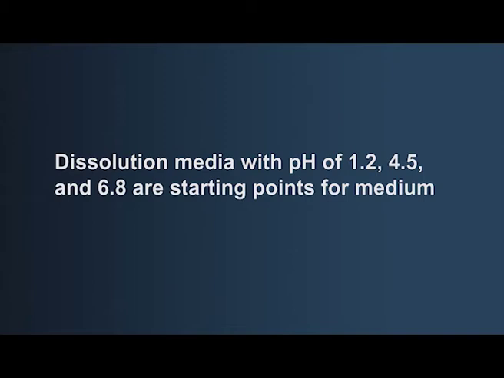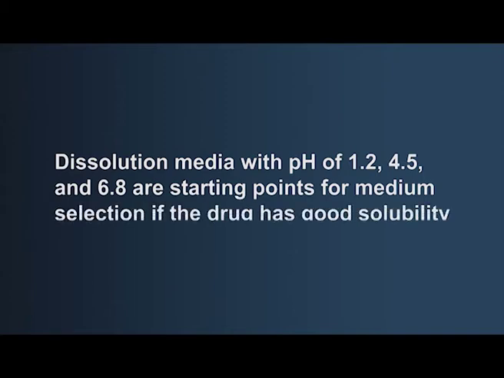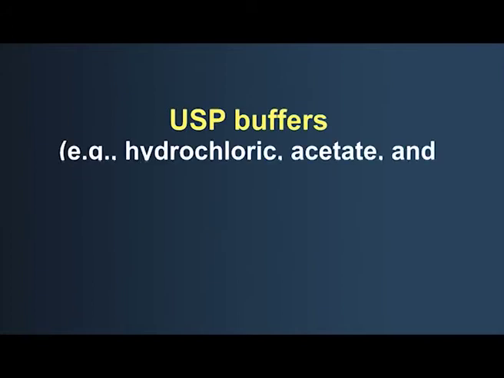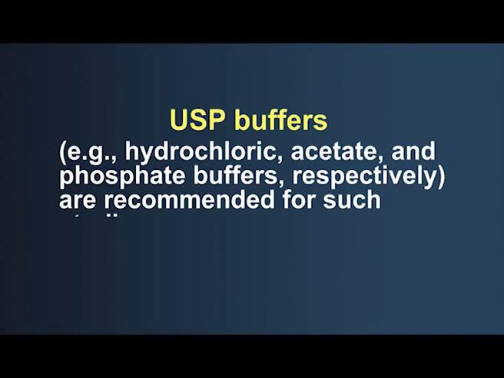The pH of the medium should be chosen from the physiological pH range, considering the compatibility of the dissolution medium with the drug. Generally, it has been observed that the majority of acidic drugs show increased solubility with increasing pH. Dissolution media with pH of 1.2, 4.5 and 6.8 are the starting point for medium selection if the drug has good solubility. USP buffers, for example hydrochloric, acetate and phosphate buffers respectively, are recommended for such studies.